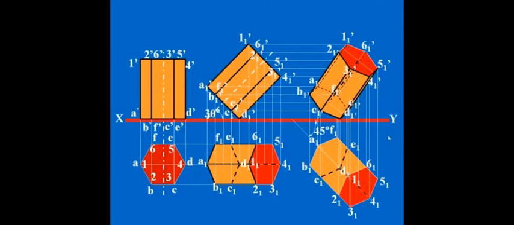So this is a problem on hexagonal prism resting on a corner. I hope you understood it, and please try it out as part of the assignment problem. I'll be back.